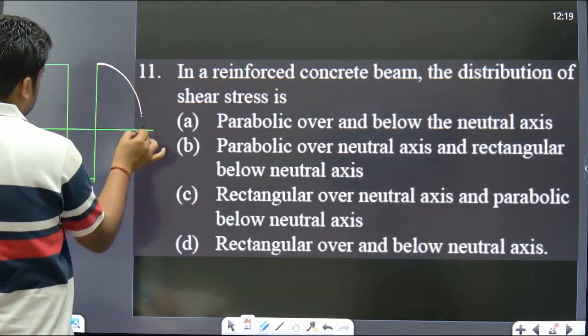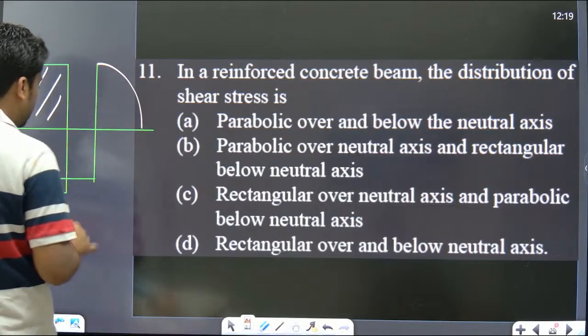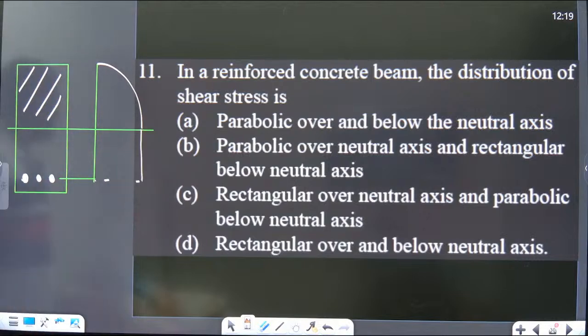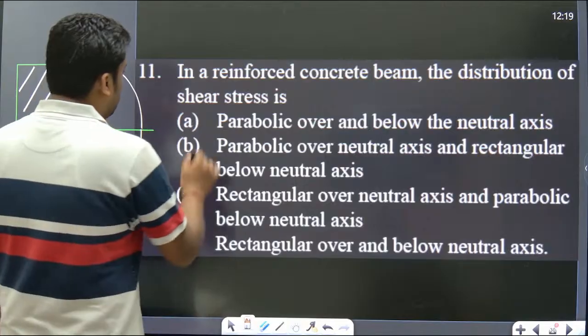So above the neutral axis, there is a concrete section, so it is parabolic. Below the neutral axis, only steel will be taken. So steel will be taken. This is nothing but rectangular. So you can see parabolic over and below the neutral axis, wrong.